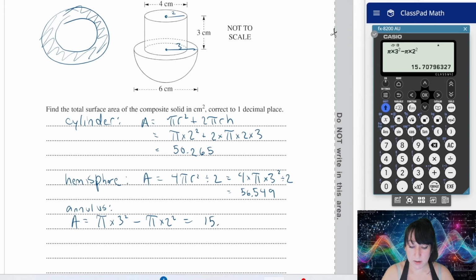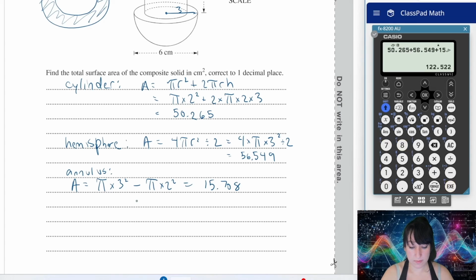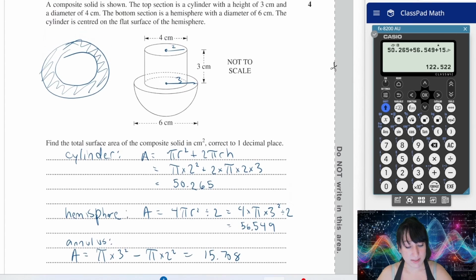So about 15.708. Okay, total surface area, that is everything. So we just need to add those 3 things up. And we'll round to 1 decimal place. So that's how you can find that surface area. Again, there are different approaches.